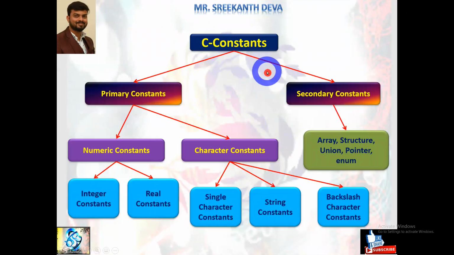C constants are basically categorized into two types: primary constants and secondary constants. Primary constants are again categorized into numeric constants and character constants. Numeric constants are categorized into integer constants and real constants. Character constants are categorized into single character constants, string constants, and backslash character constants. Secondary constants are categorized into array, structure, union, pointer, and enum.